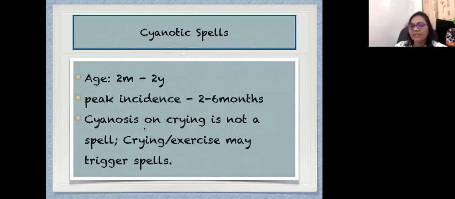So the commonest age at which congenital cyanotic heart disease with decreased pulmonary blood flow presents with cyanotic spells is between 2 months and 2 years. The peak incidence is between 2 to 6 months. You should note that cyanosis on crying is not really a spell, but crying or exercise can precipitate or trigger a spell.